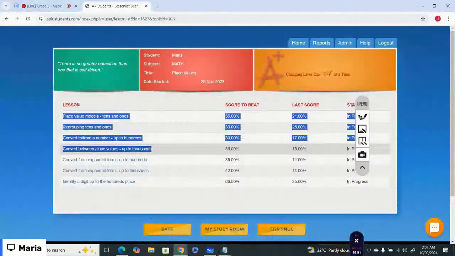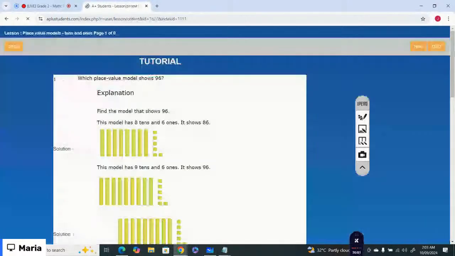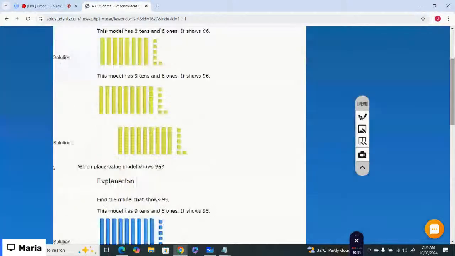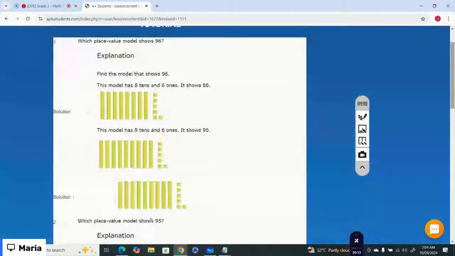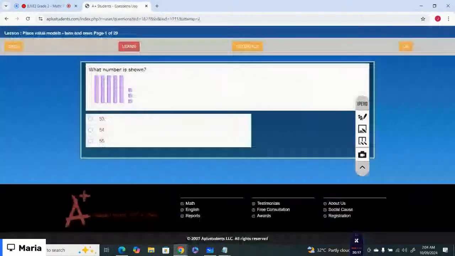Here I'm on grade 2 math. The chapter we're on right now is place values. Let's just start with the first lesson, that is place value models, tens and ones. Which place value model shows 96? Let's just start with the test question, right? You're not given the options here. So, which number is shown?